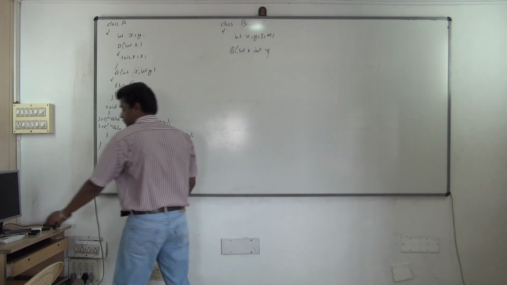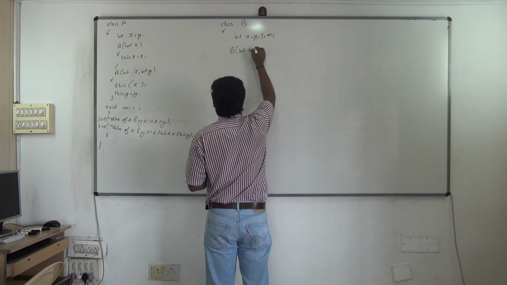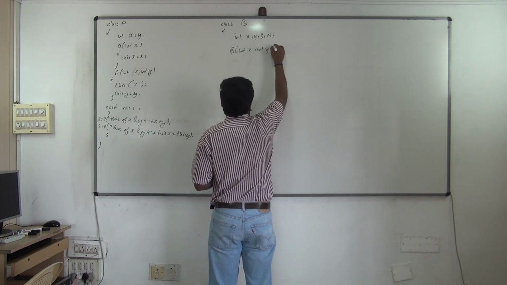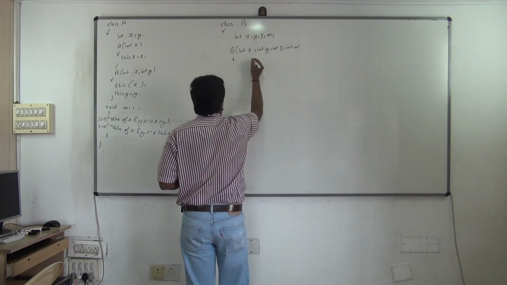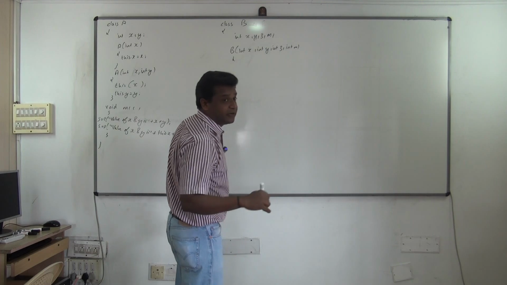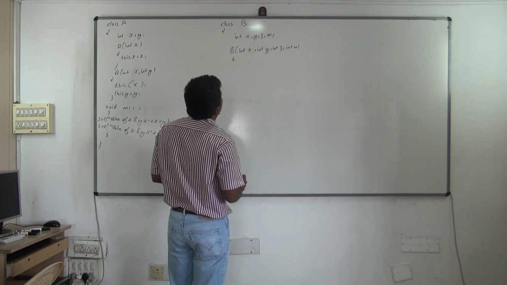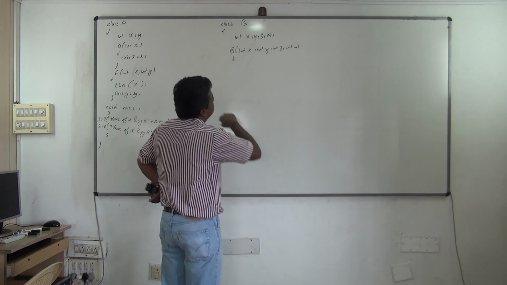Int x, int y, int z, int m. Okay, now we should get 6, but I'm getting only 4. What will I do now is, just a second.